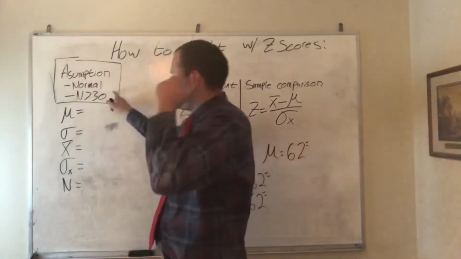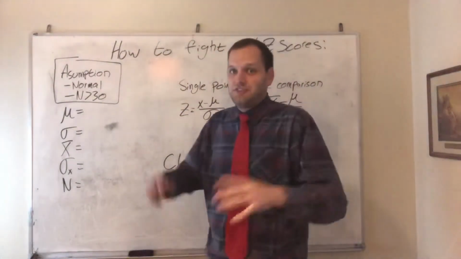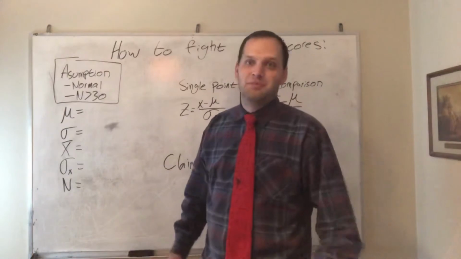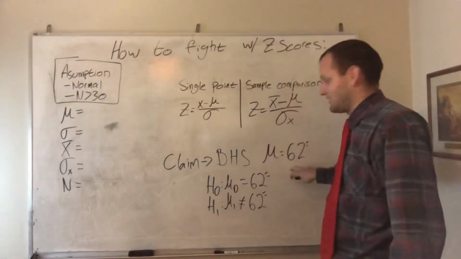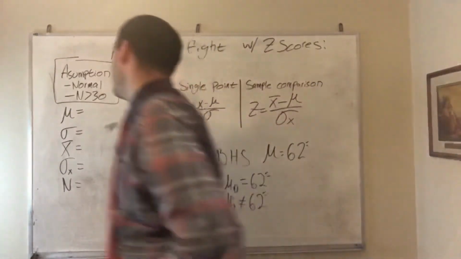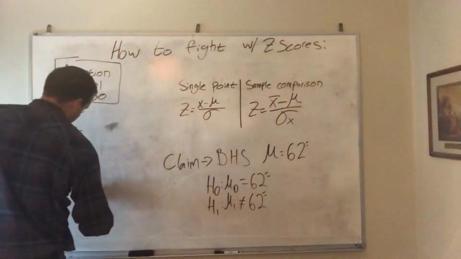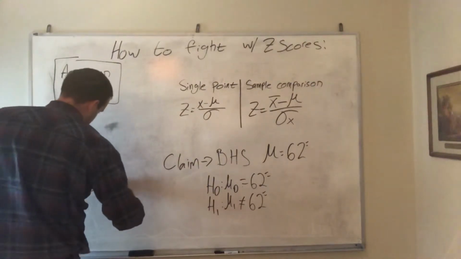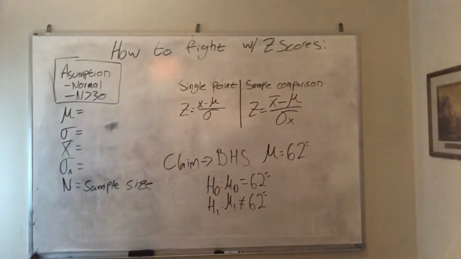So the other assumption is that your sample size, n, is at least 30. You've at least taken 30 samples before you're going to go to court and compare with the claim that was presented. Okay, so your sample size is n. I would suggest writing this down. N is your sample size.